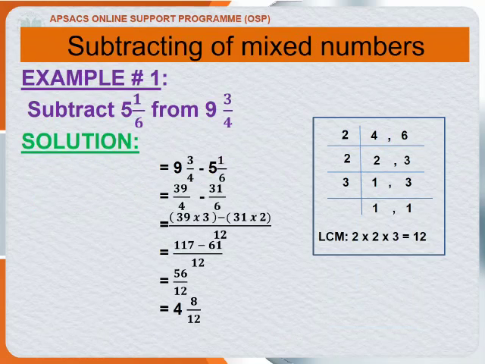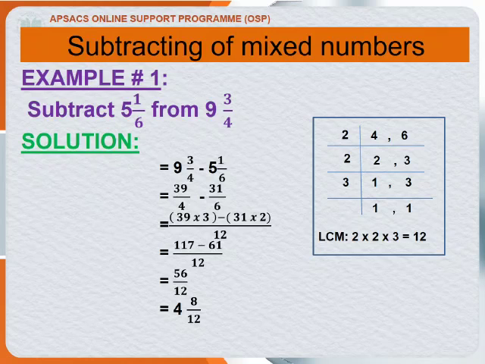Subtracting of mixed numbers. Example number 1. Subtract 5 whole number 1 out of 6 from 9 whole number 3 out of 4. We will write the subtract-from number first, 9 whole number 3 out of 4, because the question says subtract 5 whole number 1 out of 6 from 9 whole number 3 out of 4. So, 9 whole number 3 out of 4 minus 5 whole number 1 out of 6.